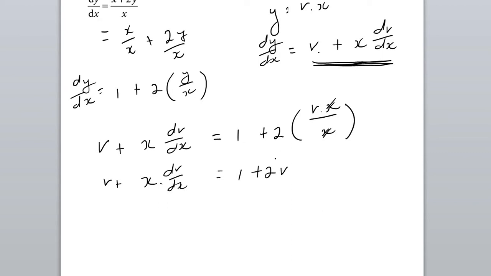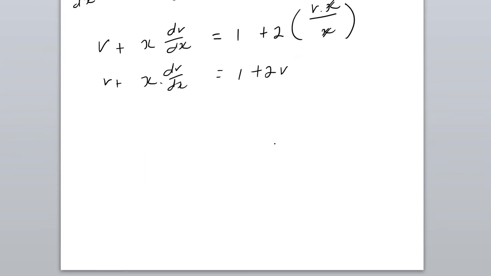Now once I have this, I can go and try to get all my v's and my x's on either the left or the right hand side. I am going to treat this by separating the variables. So the first thing I want to do is subtract a v on both sides to get rid of this v. So I'm going to have x dv/dx is equal to 1 plus v, because I subtracted 1v on both sides.